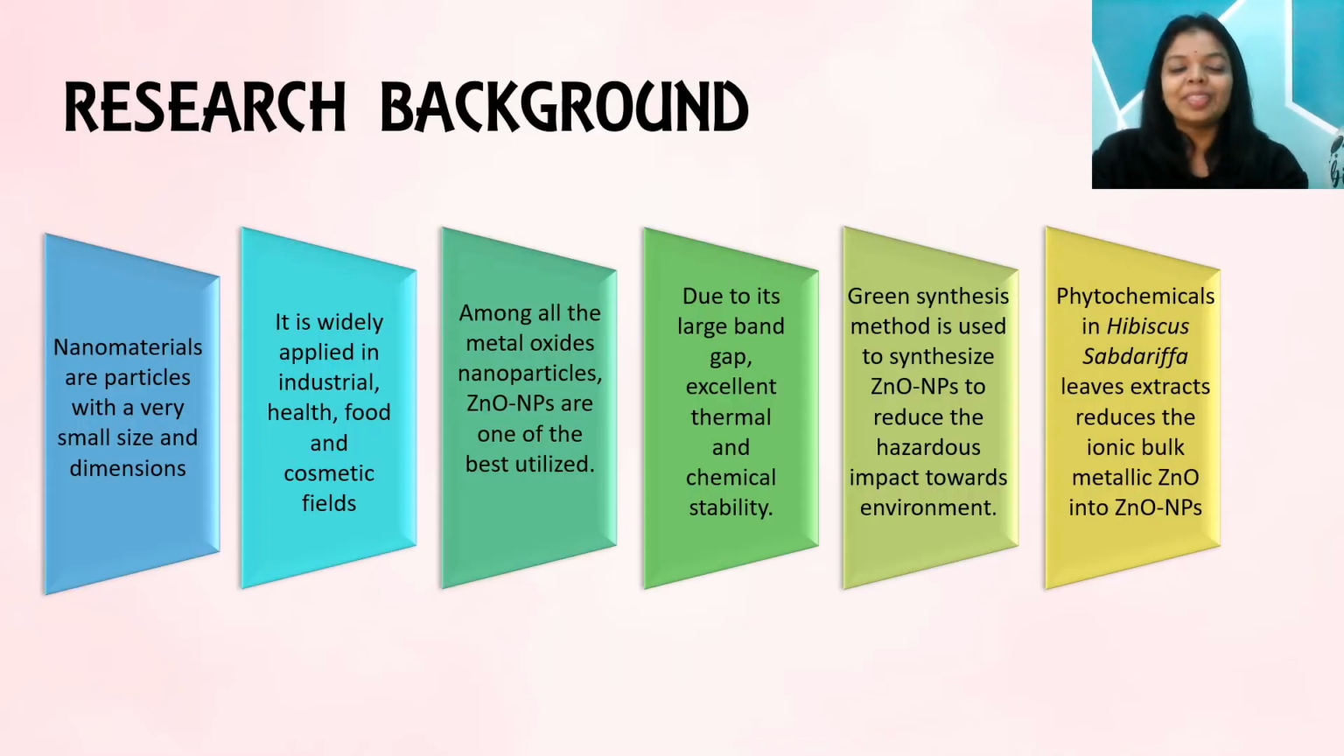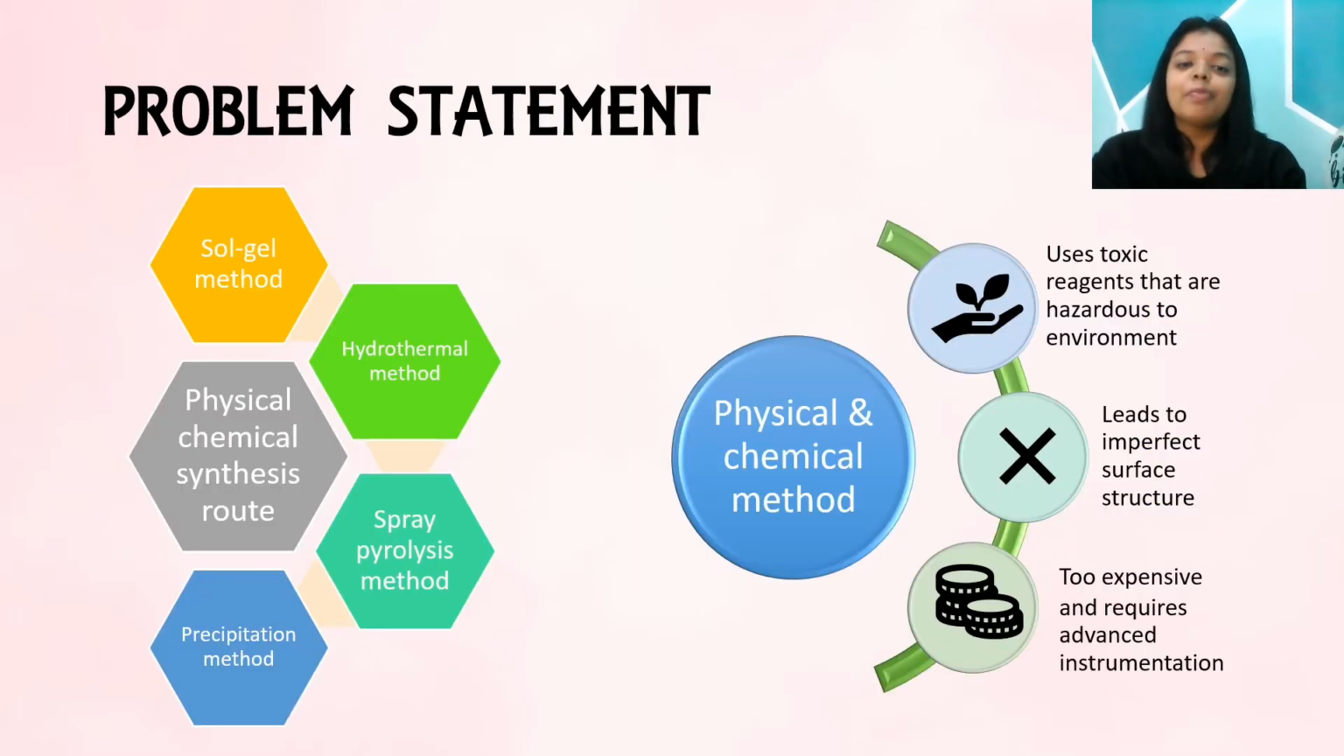My research background. What are nanomaterials? Nanomaterials are particles with a very small size and dimension that are widely applied in industrial, health, food, and cosmetic fields. Among all the metal oxide nanoparticles, zinc oxide nanoparticles are one of the best utilized due to their large band gap and excellent thermal and chemical stability. In this research, the green synthesis method is used to synthesize zinc oxide nanoparticles to reduce the hazardous impact on the environment. The phytochemicals in Hibiscus sabdariffa leaf extract are responsible for the reduction of ionic bulk zinc oxide to the formation of zinc oxide nanoparticles.